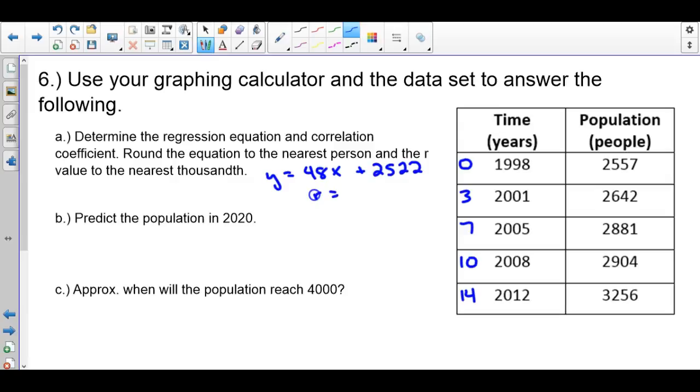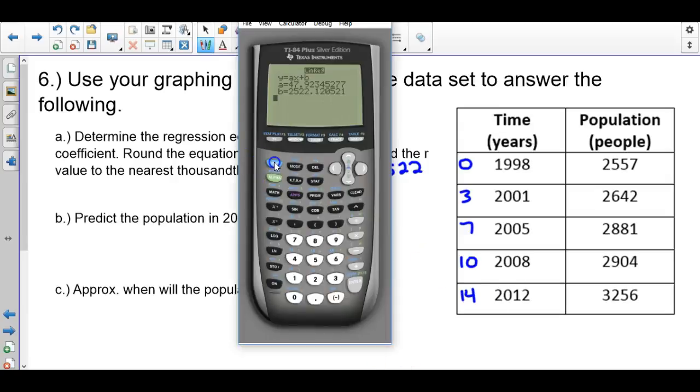Notice my calculator did not give me an r value. If that's the same case with yours, I'll turn this on right away. I'll press second and catalog, and right away the alpha key is already defaulted. If I hit this button here, I can see the letter D is right here. I want to find diagnostic on.